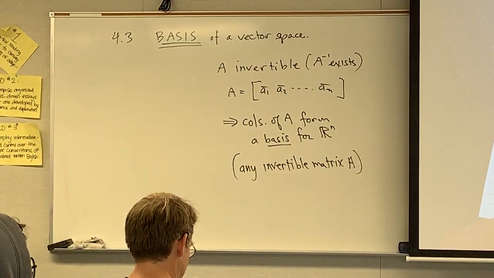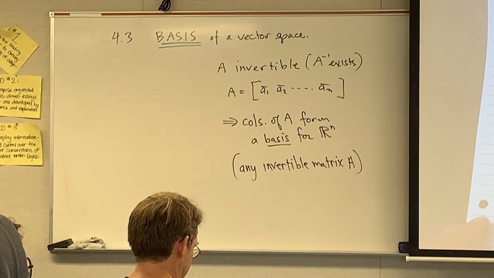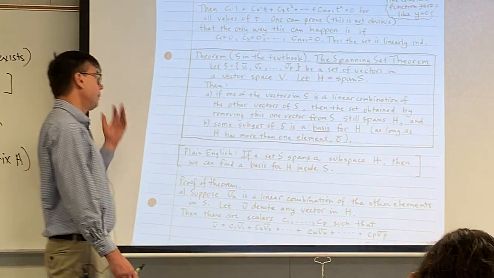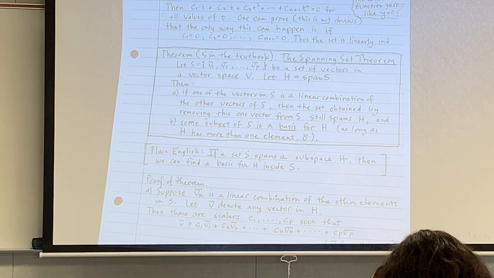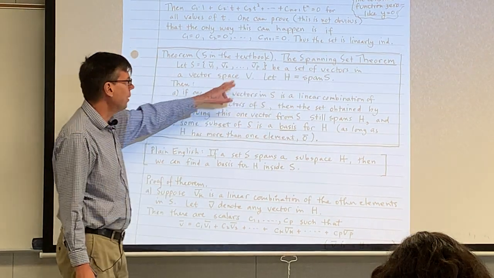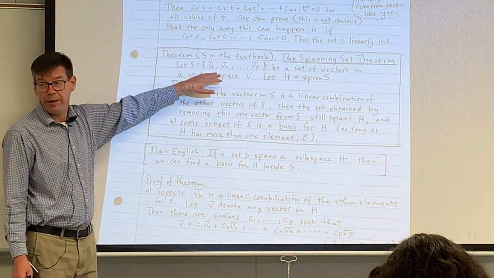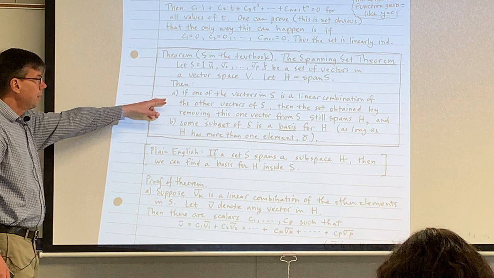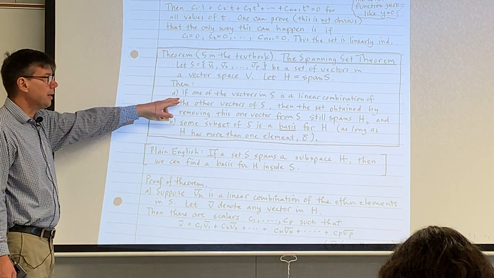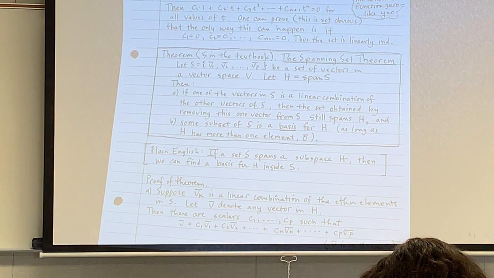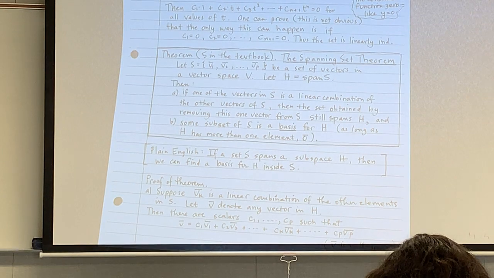Okay, so just some more theory before we get to a problem. I'm going to move up to the next theorem here. This is important, in a box, the spanning set theorem. Suppose we have a set of vectors in a vector space, and just suppose H is the span of those vectors, all right? Now, I'm not saying these are a basis. I'm just saying these are a set of vectors, and a couple points. If one of the vectors in that set S is a linear combination of the others, then the set obtained by removing that vector still spans H.